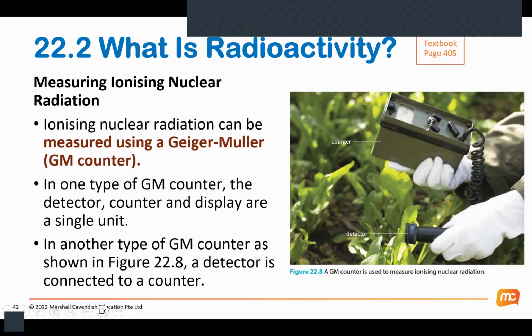Usually the GM counter consists of a detector that detects the alpha, beta, gamma radiations, and then it sends the signal over to a counter. The counter will tell you how much radiation is being detected. So a detector and a counter.